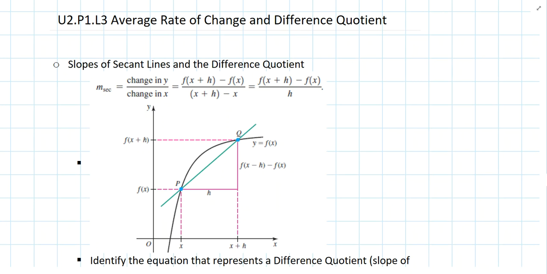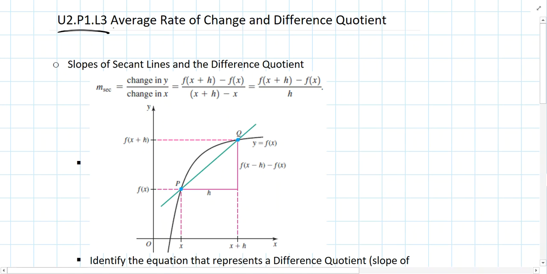In this video, I'm going to talk a little bit about Unit 2, Part 1, Lesson 3 of our college algebra class. This is where we discuss average rate of change and give you a preview to the calculus concept called the difference quotient. I hope to explain this in more detail and clarify any misunderstandings in class, but in general, let me just summarize this real quick.